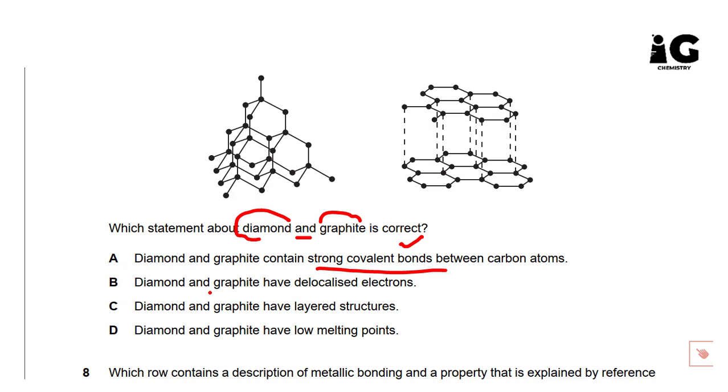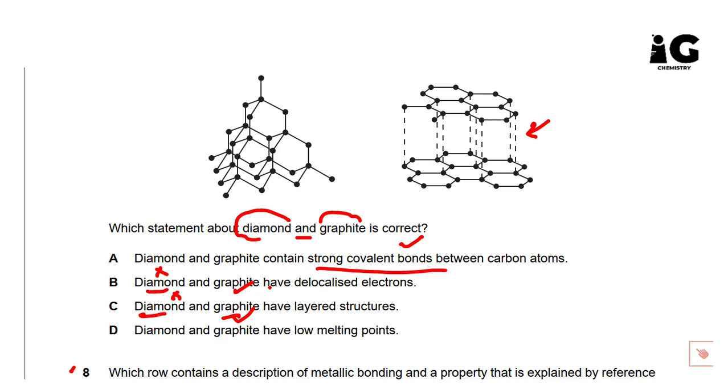Letter B, diamond and graphite have delocalized electrons. Actually diamond does not have them, so this is not correct, only graphite. For this one, diamond and graphite have a layered structure. Once again, diamond is wrong, because only graphite has layers, as you see, and the bond between the layers. Then, diamond and graphite have a low melting point.